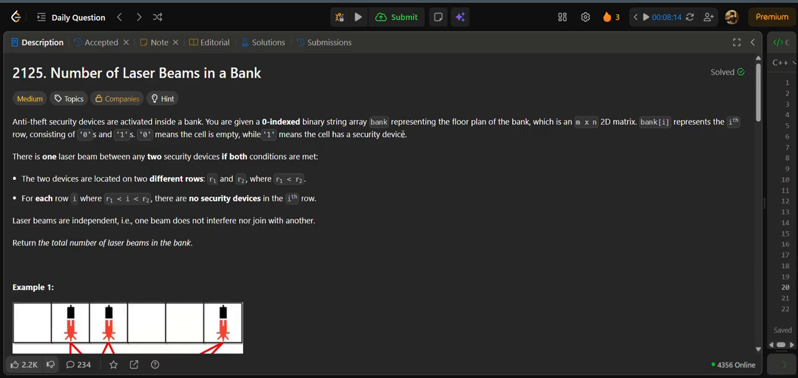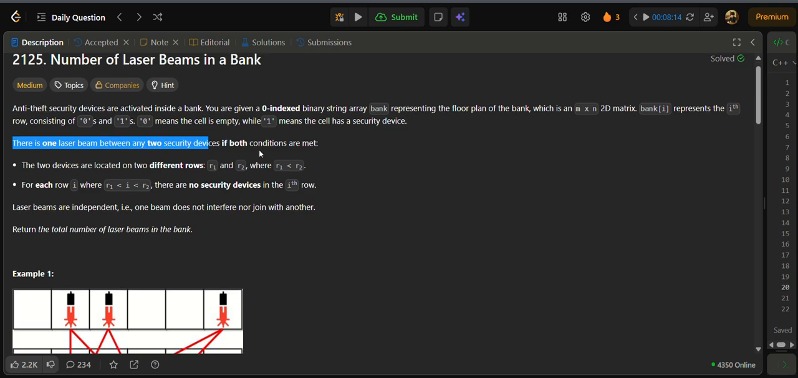We are given a vector of strings, which we can say is an m cross n 2D matrix. Bank of i, which is an element of the vector, is a string that has 0 and 1, where 0 means the cell is empty, and 1 means it has a security device. So there is a laser beam between two security devices if both conditions are met. What is the first condition?